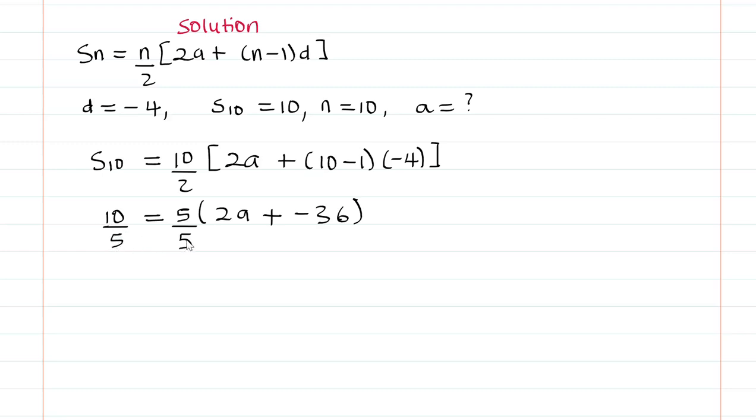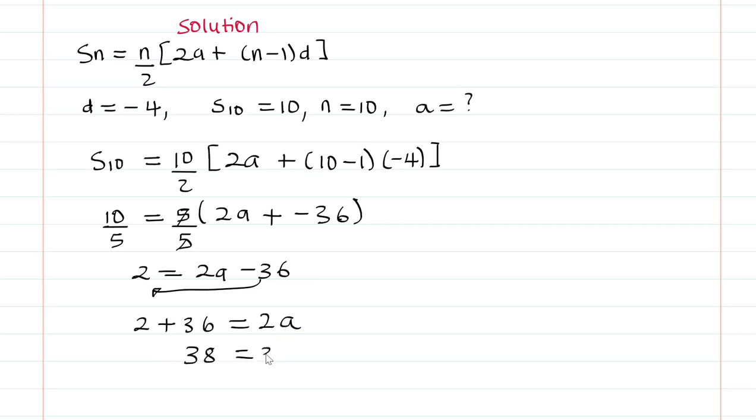So we divide both sides by 5. This and this cancel out. 10 divided by 5, we get 2 equals 2a, positive times negative, we get negative, so minus 36. We are looking for a, so we take -36 to the other side. Since it is negative here, if it crosses the equal sign, it becomes positive. So we shall have 2 plus 36 equals 2a. 2 plus 36, that is 38. So 38 equals 2a.